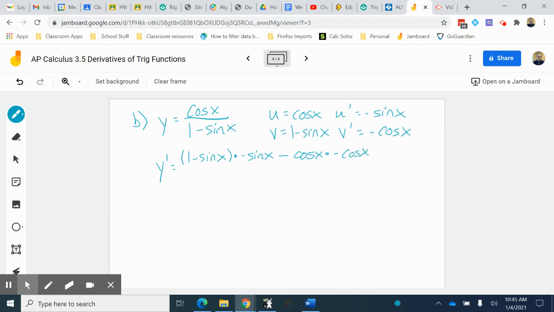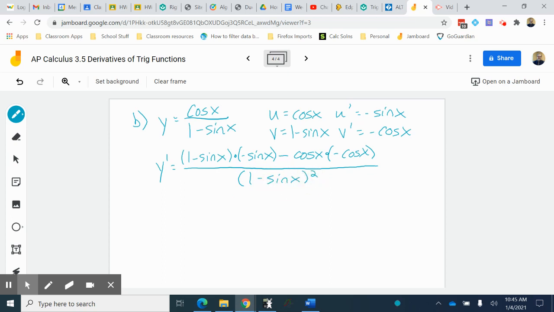Hey, here's another thing. Be careful. You can multiply things that have negatives without putting them in parentheses, but be really careful that it's completely obvious that you have a multiplication sign there. If you draw a nice big dot, it's okay. Otherwise, probably a good idea to just do that every time. Divided by v squared, 1 minus sine x squared, quotient rule.